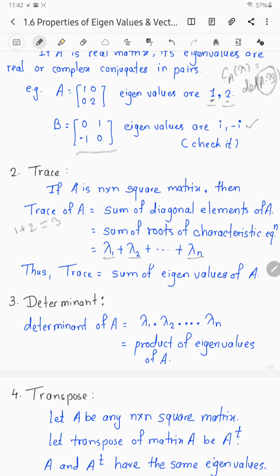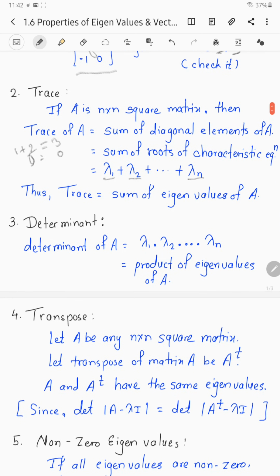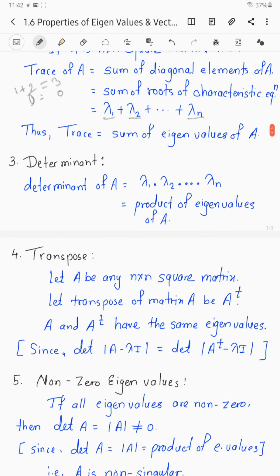Similarly, we can check this for matrix B. For matrix B, the sum of the diagonal elements is 0 plus 0, which is 0, and the sum of the eigenvalues, i plus minus i, is also 0. So we can check this. The trace is nothing but the sum of the eigenvalues of matrix A.